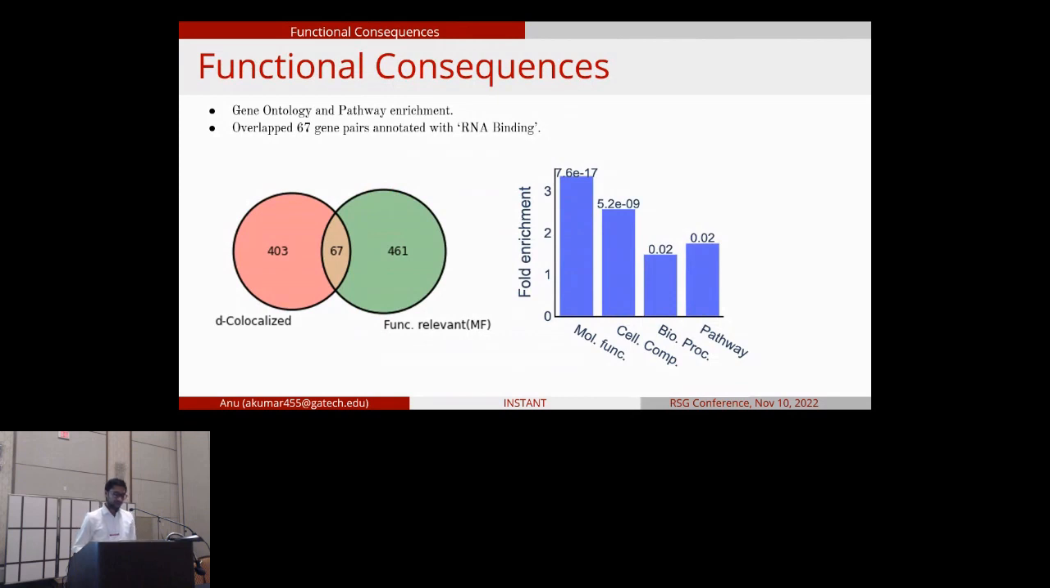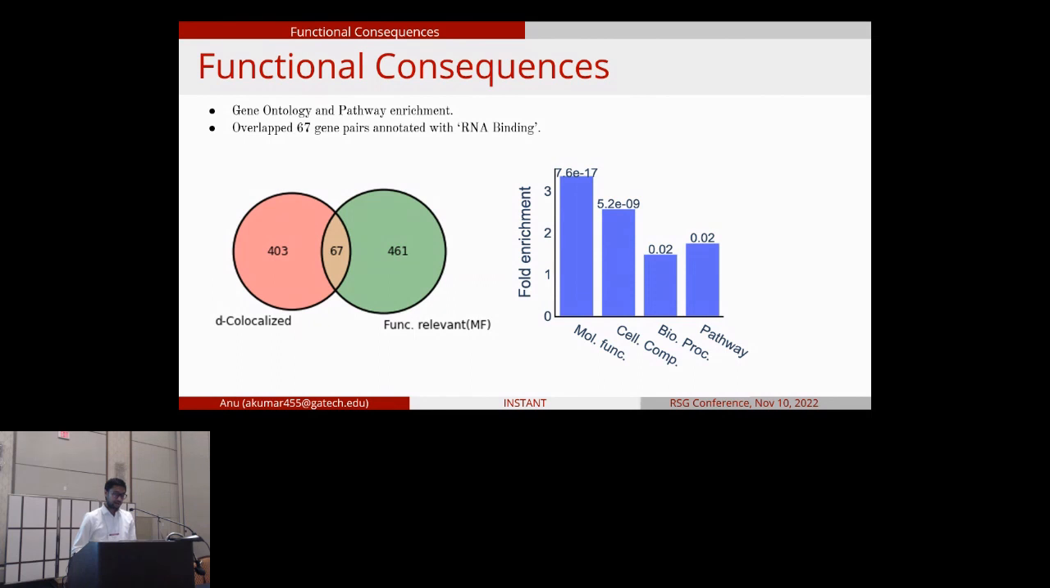Now you may be curious, what are the functional consequences of decolocalization? For this, we define a gene pair to be functionally related if they both are annotated with the same GO term or are in the same pathway. For example, we found 461 gene pairs in which both genes were annotated with the same molecular function GO terms, and we also found 403 decolocalized pairs. We saw that 67 pairs overlapped, which was significant at a p-value of 7.6e-17.